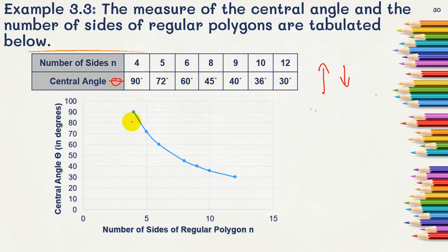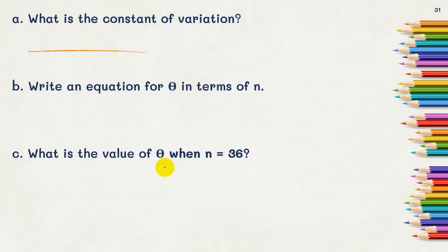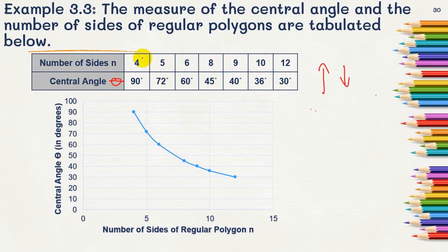Alright, so as you can see in the graph, it's a curve. So if you will be plotting all the points, you will be getting this graph. Okay, let's have the following questions. What is the constant of variation? We can solve the constant of variation by actually choosing one of the pairs. Okay, so we will be having 4 for the sides and then 90 degrees for the central angle.